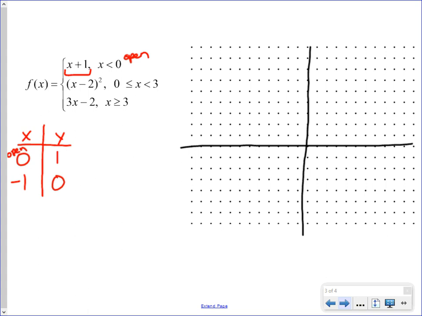So I would go left or right 0, and then up 1. Oh, and that should be an open circle, so I gotta change that. Okay, that's my boundary. And then I would go left 1 and up or down nothing. That's going to be a closed circle. Because x plus 1 works for all x's that are less than 0, I can go ahead and extend that graph. I'm going to put that in red so that you can see that part of the graph.